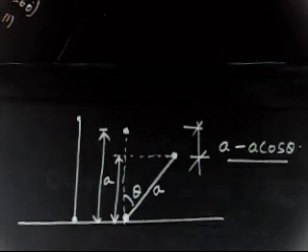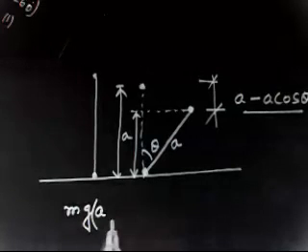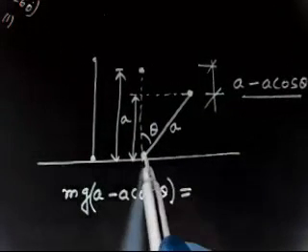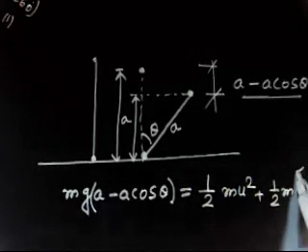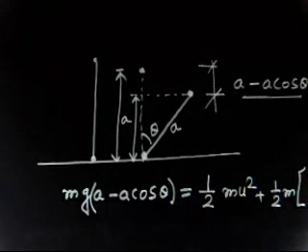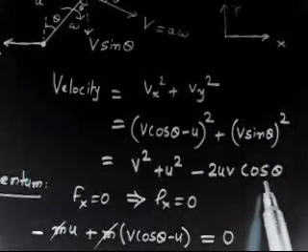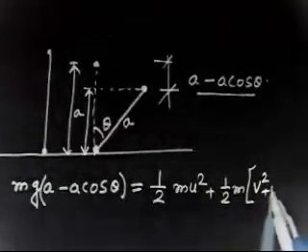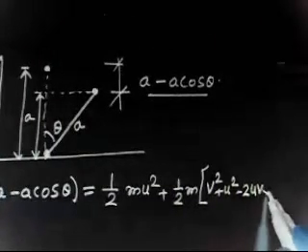So what is the loss in potential energy? If this mass has lost potential energy, mg(A minus A cos theta) is equal to gain in kinetic energy. This mass has a speed u, so half mu square plus a half m. For this mass, we have already calculated the velocity. This velocity is v square plus u square minus 2uv cos theta, and cos theta is 60 degree. So let us plug this value for the resultant velocity: v square plus u square minus 2uv, and cos 60 degree is 1 by 2.